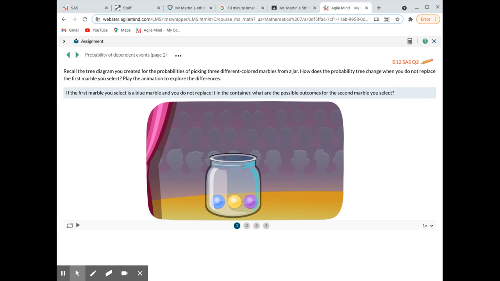All right. You did a great job, but I'm going to reread also just because there was a lot of background noise, okay? So, recall the tree diagram you created for the probabilities of picking 3 different colored marbles from a jar. How does the probability tree change when you do not replace the first marble you select? If the first marble you select is a blue marble and you do not replace it in the container, what are the possible outcomes for the second marble that we would select? What do you think, Hamarjane?